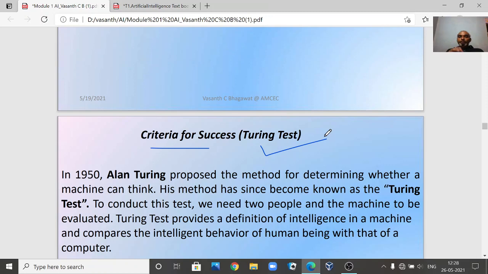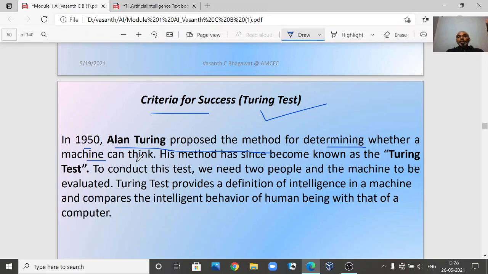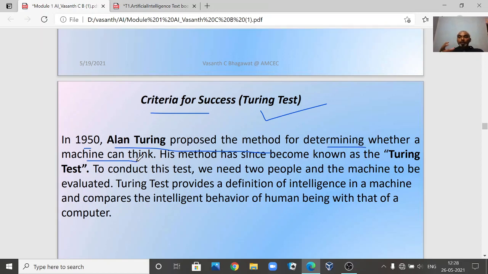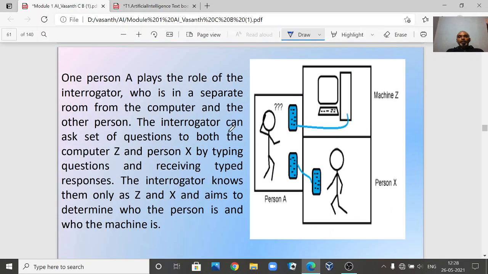If it passes the Turing test, then only we can say that yes, you have built a particular system. I think already in our previous class we have discussed what a Turing test is. In 1950 itself, Alan Turing proposed this method for determining whether a machine can think. So how do you determine that the machine is able to think, that it has some artificial intelligence? Only if the machine is able to pass the Turing test can we say that it has some intelligence. So what is that particular Turing test? We have already discussed it, right?